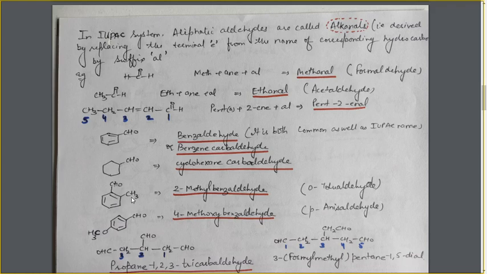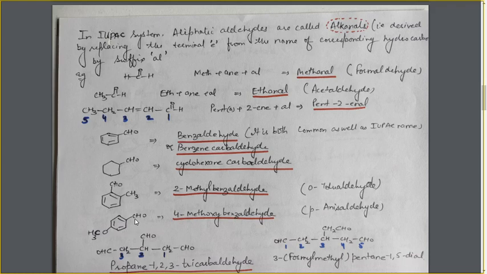For this compound, this methyl group is substituent and is placed at the 2 position because the main functional group is placed at the 1 position. We will start numbering from this position, so it is 1 and 2, so the name becomes 2-methyl benzaldehyde. Its common name is orthotolualdehyde.